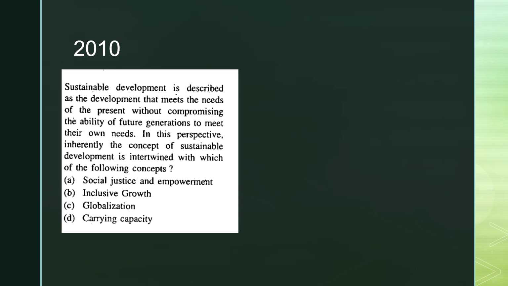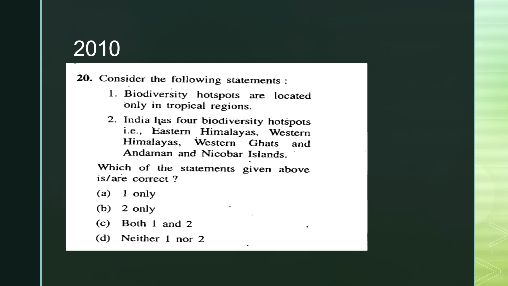That meets the needs of the present without compromising the ability of the future generations to meet their own needs. In this perspective, the concept of sustainable development is inherently intertwined with which of the following concepts? So the answer is carrying capacity, very easy peasy.